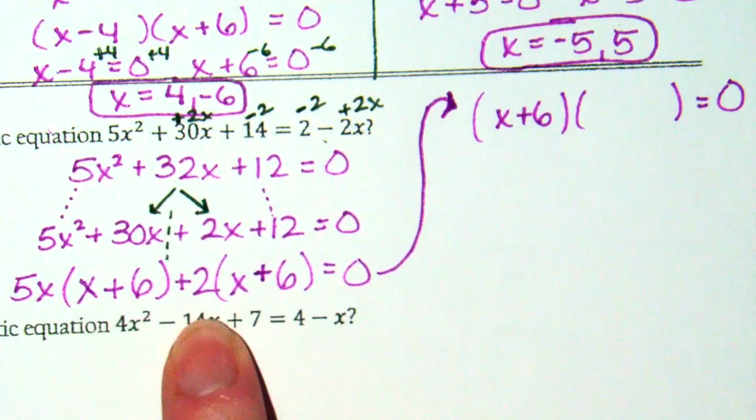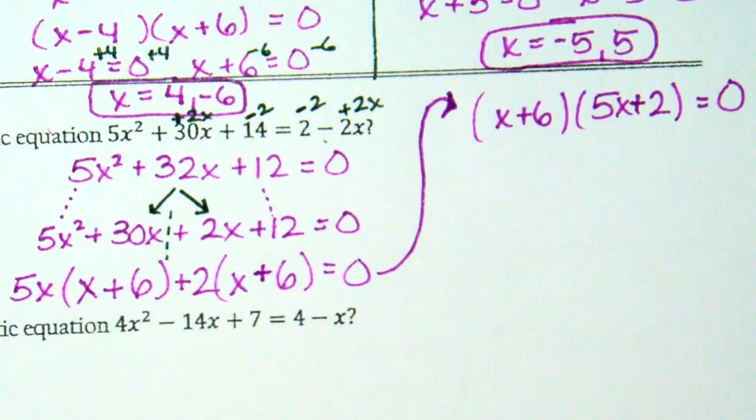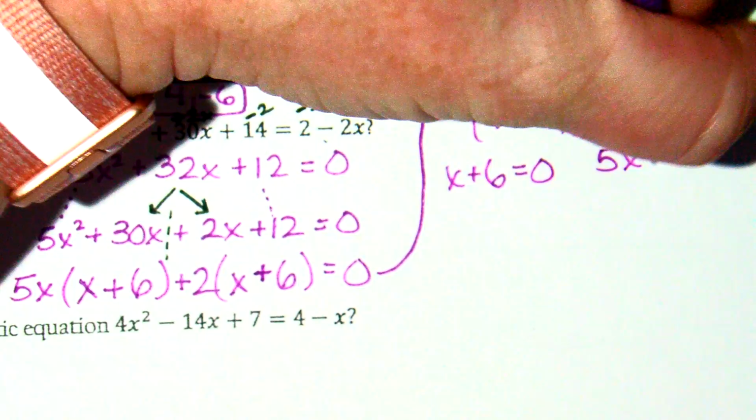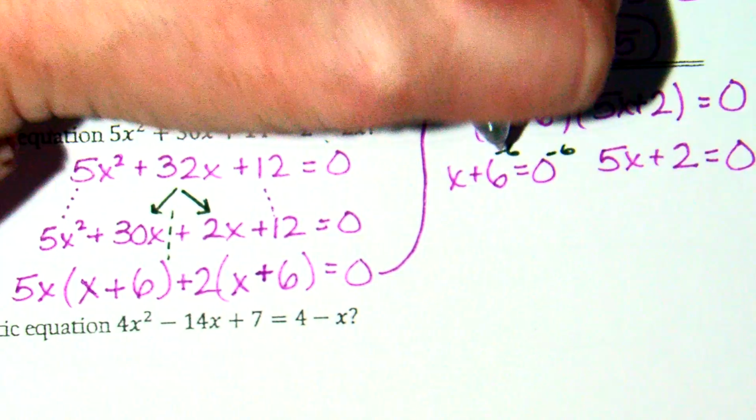Just like all of our other problems yesterday, we have 2 parentheses multiplying to equal 0. What do we do? Set each part equal to 0, each factor I should say. So we're going to say x plus 6 equals 0, or 5x plus 2 equals 0. If x plus 6 equals 0, I'm going to have to subtract 6, and x is going to be negative 6.